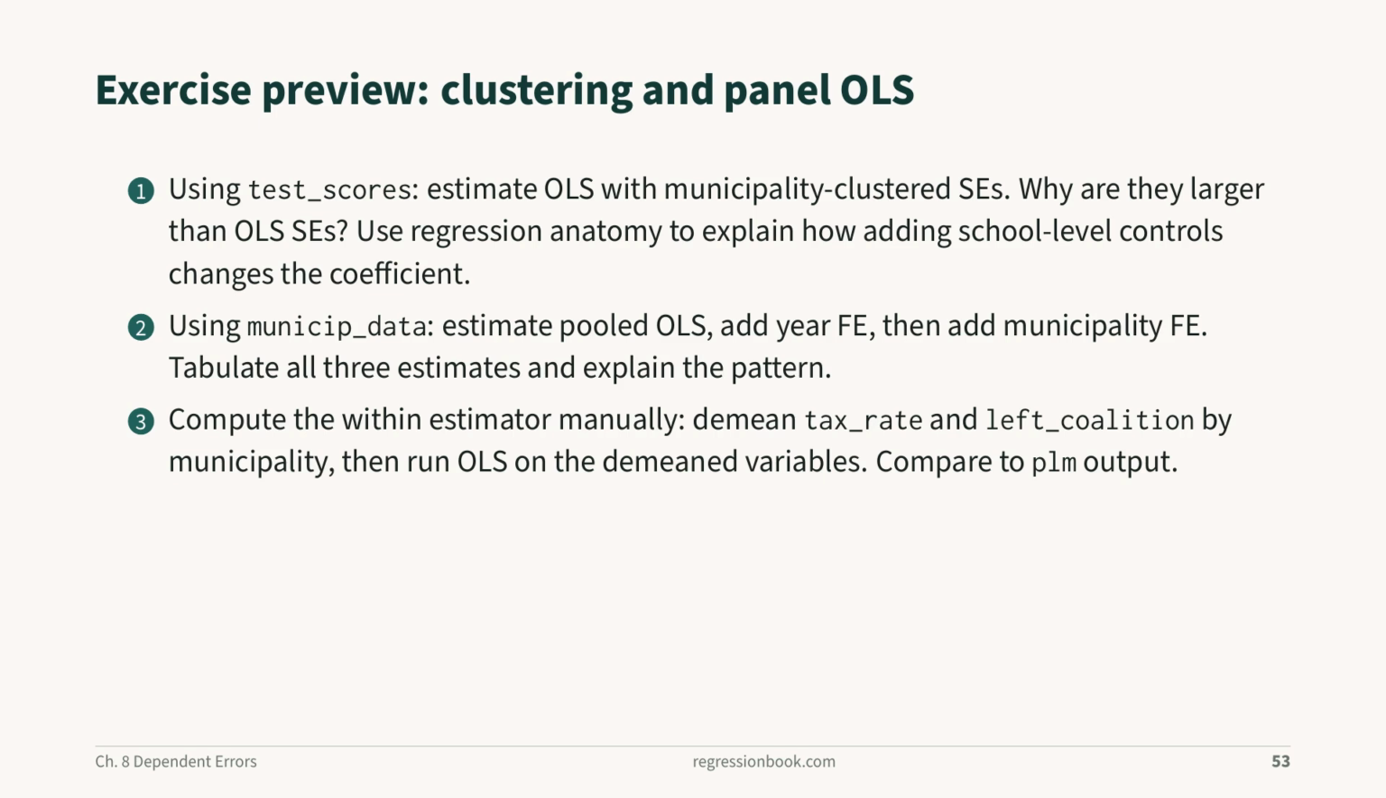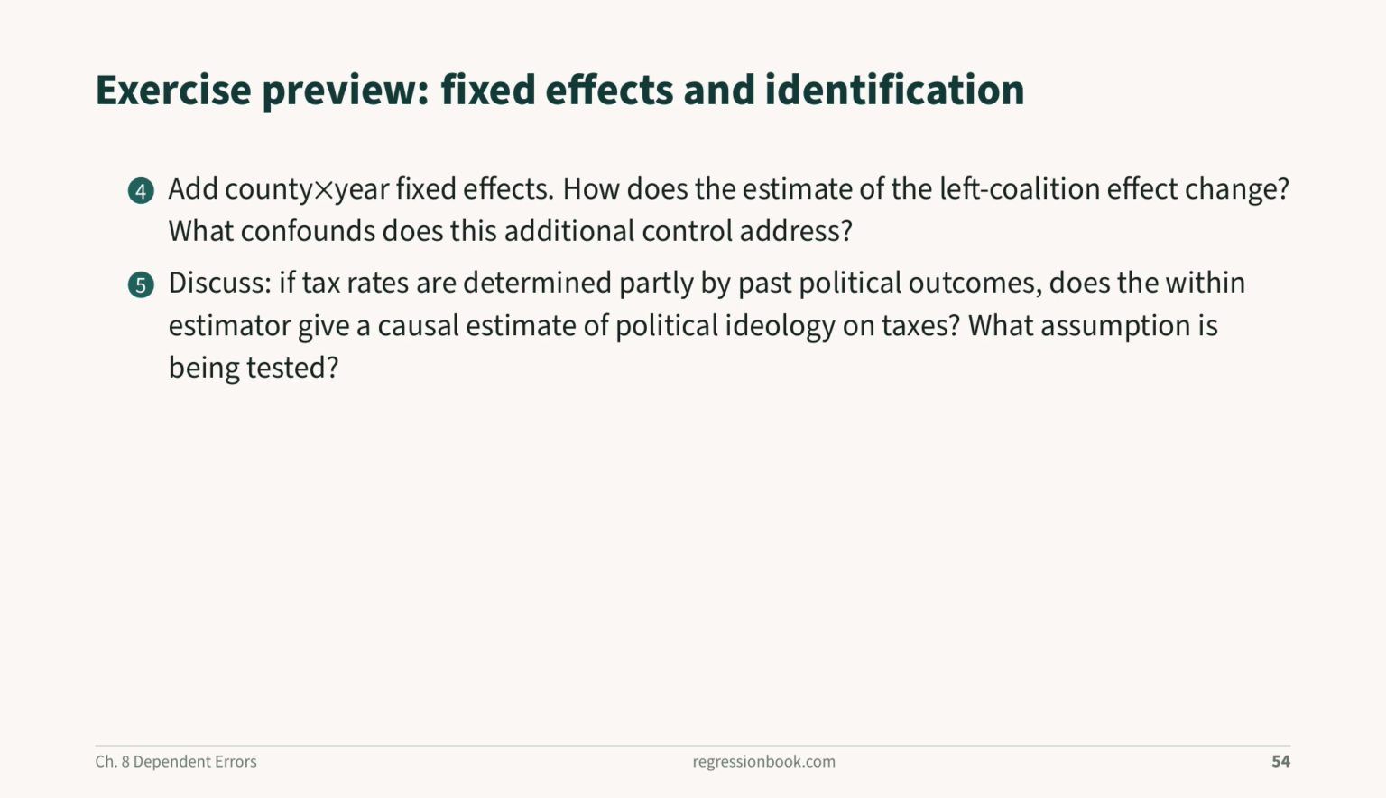3 exercises. Municipality clustered standard errors on the test score data, explained through regression anatomy, the pooled, year effects, and municipality effects progression tabulated and interpreted, and the within estimator computed by hand through demeaning, checked against the panel package. 2 more, adding county by year effects and naming the confounds that addresses, and the discussion with teeth, whether the within estimator gives a causal effect of ideology on taxes when tax rates partly determine future political outcomes.